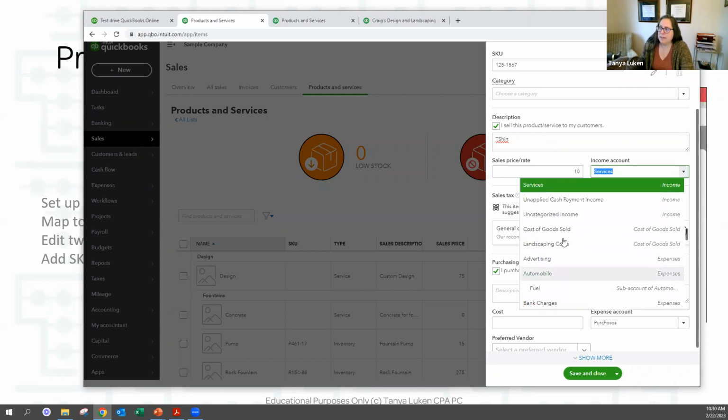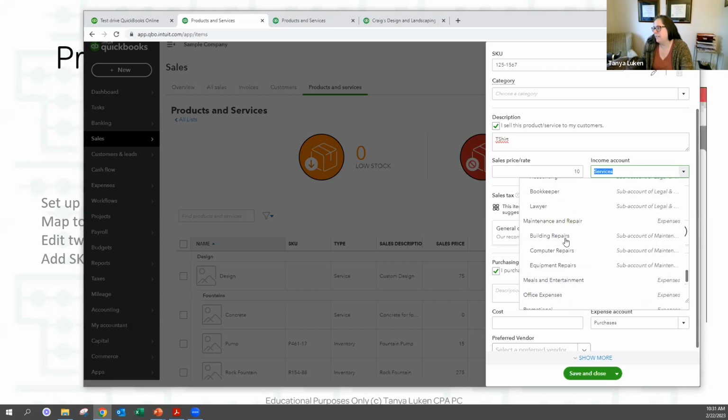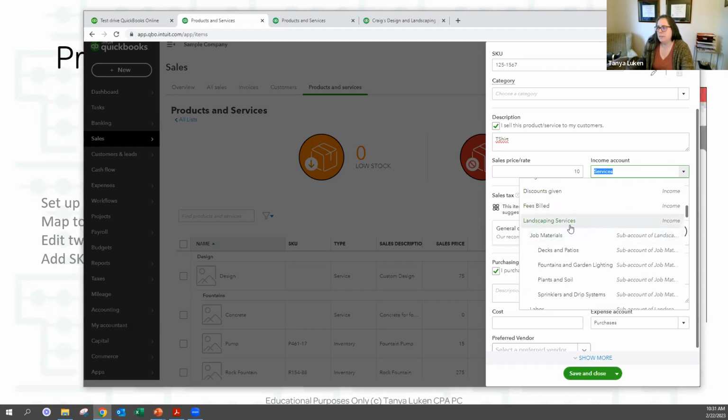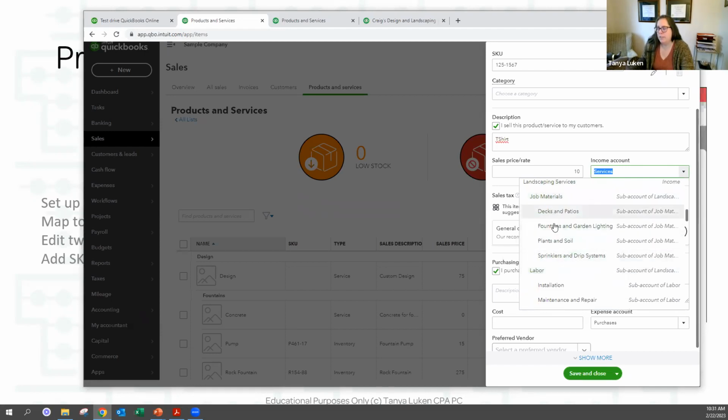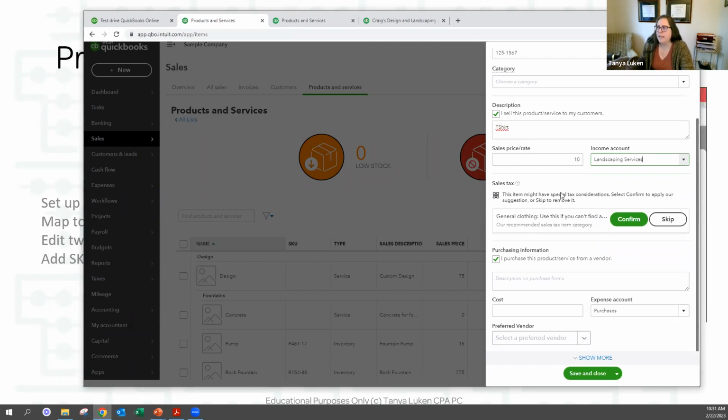Remember we were talking about, let me find my revenue. Sorry, I'm scrolling around, but they're at the top. So remember we talked about landscaping services. Here's our job materials. Here's our labor. Here's our grandchildren. Remember all of that? So this is where you pick what makes sense to me. This is where I want the revenue to go when I sell that. So we're just going to put landscaping services.